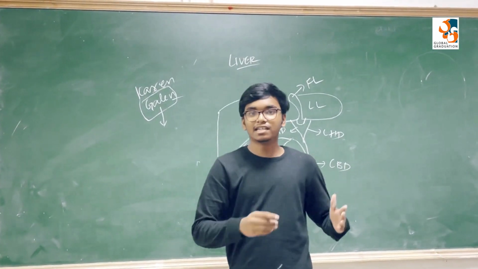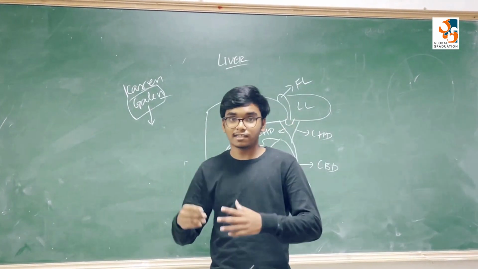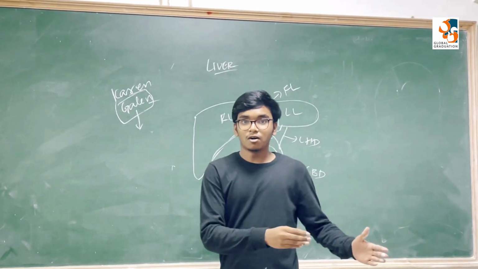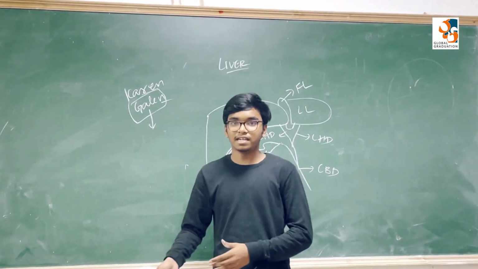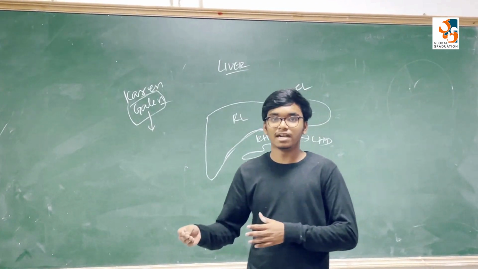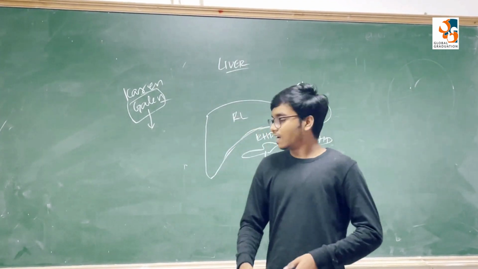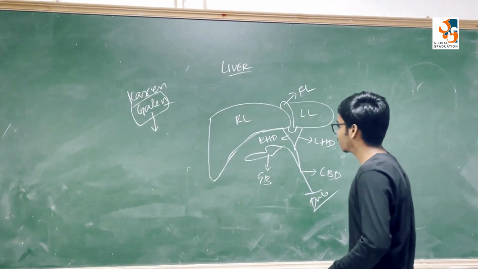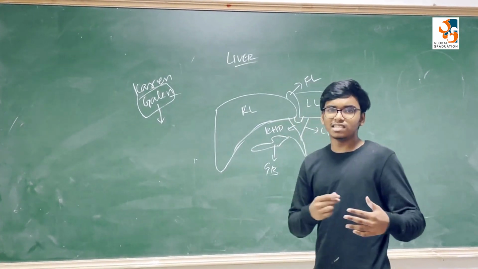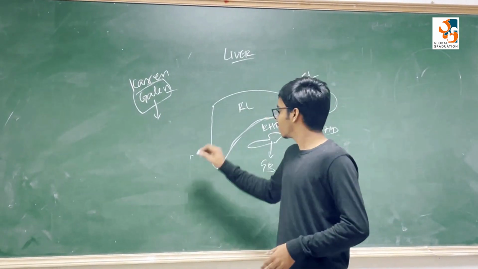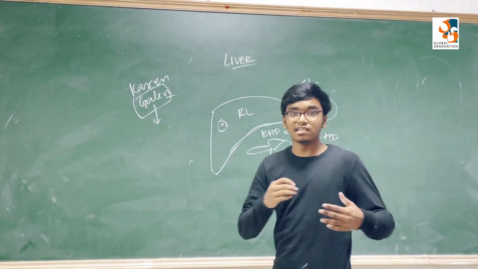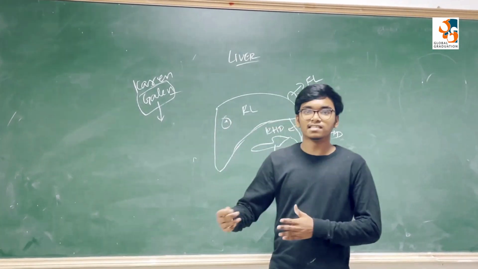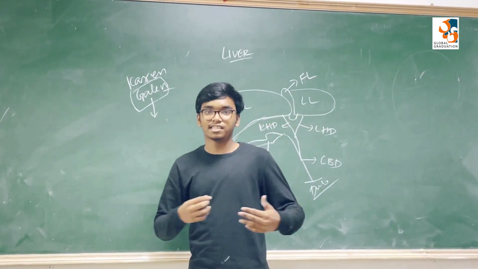So the right hepatic duct from the right lobe and the left hepatic duct from the left lobe combine to form a common hepatic duct. This common hepatic duct joins with the cystic duct of the gallbladder and forms the common bile duct, and it ends in the duodenum. Okay, and internally we know that the functional unit is the lobules, and this functional unit is covered by a covering called Glisson's capsule. Glisson gave the capsule its name, so it is called Glisson's capsule.